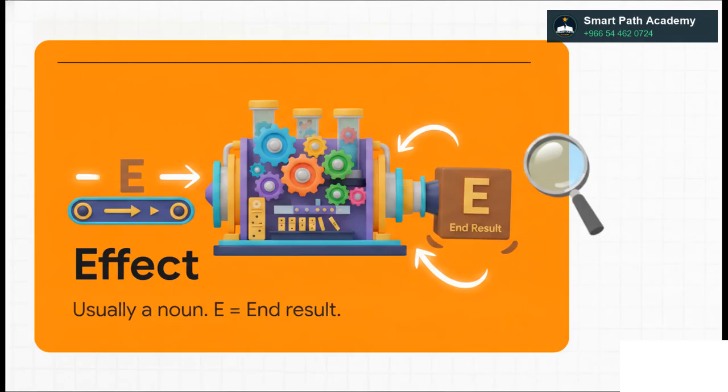Simple as that. Now, on the flip side, what actually comes out of our machine? Well, effect starts with an E, meaning it is the end result. It's usually a noun. Think of the E in effect popping out of the machine as this heavy, solid result box. It's a physical thing. It's what happened after all that action took place. So E equals end result, and E equals effect. Seriously, if you just keep those two visual tricks in your mind, you're golden.